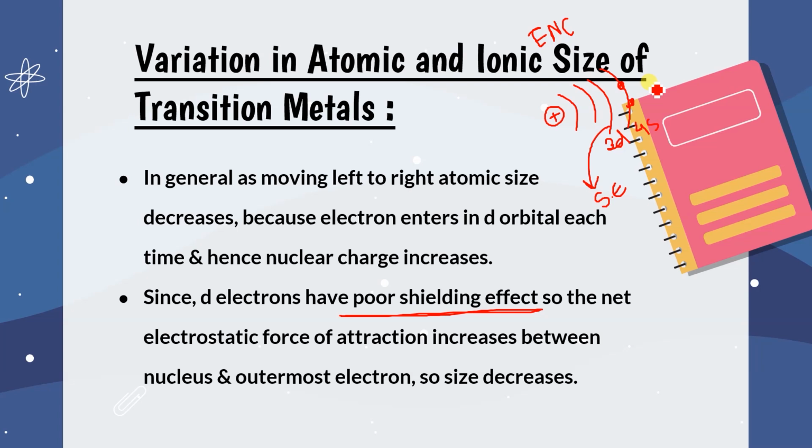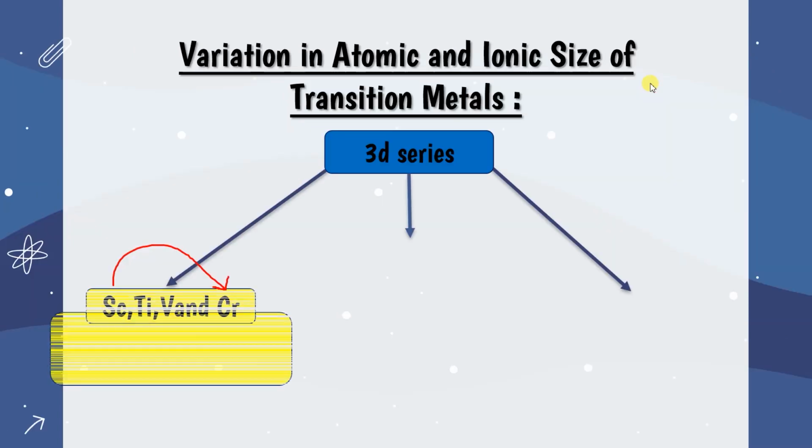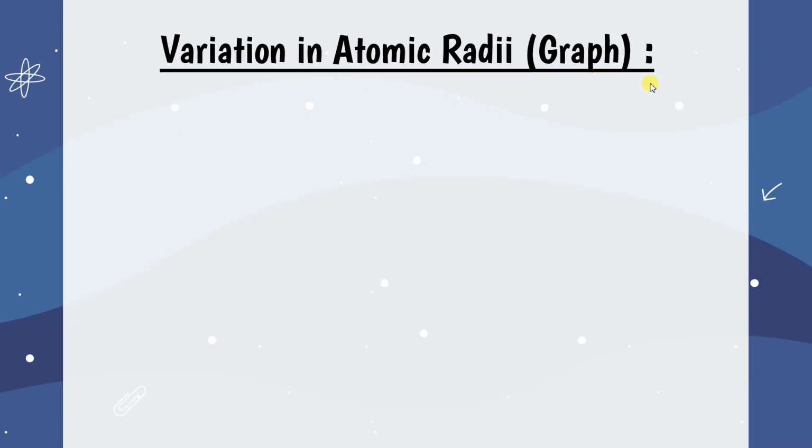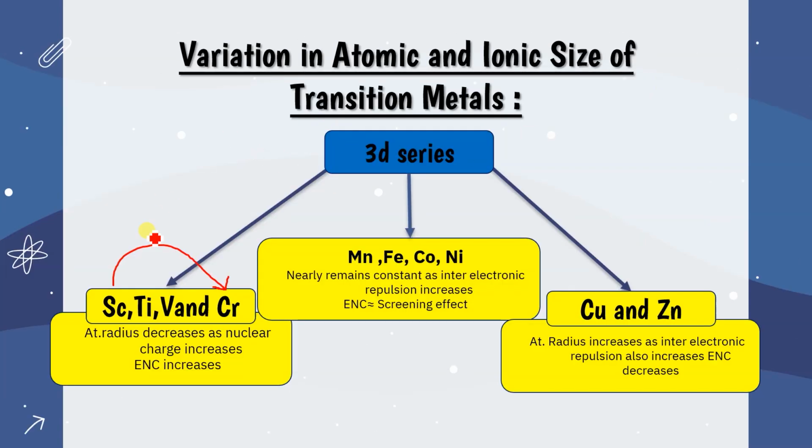So that happens in the 3D series. If we go in the 3D series, in this case, starting from scandium till chromium, the atomic radius decreases because nuclear charge increases, and that means effective nuclear charge increases over here. The shielding effect or screening effect is lower here, and that's why the outermost electron feels more contracted towards the nucleus. So that's why it decreases.